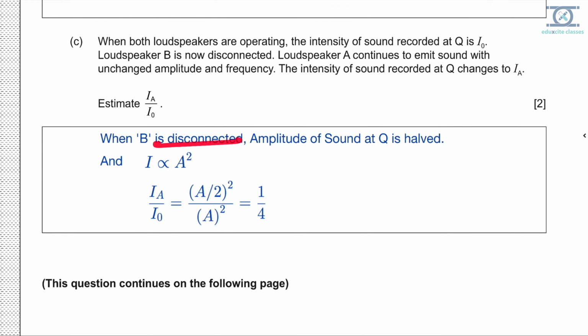So when B is disconnected, the amplitude at Q is half, because intensity is directly proportional to the square of the amplitude. So we can say that the amplitude becomes half because one of the speakers has been disconnected. So IA is proportional to (A by 2) square and I naught to A square. So by solving you will get the ratio as 1 by 4. So 1 mark for this and 1 mark for the final answer.